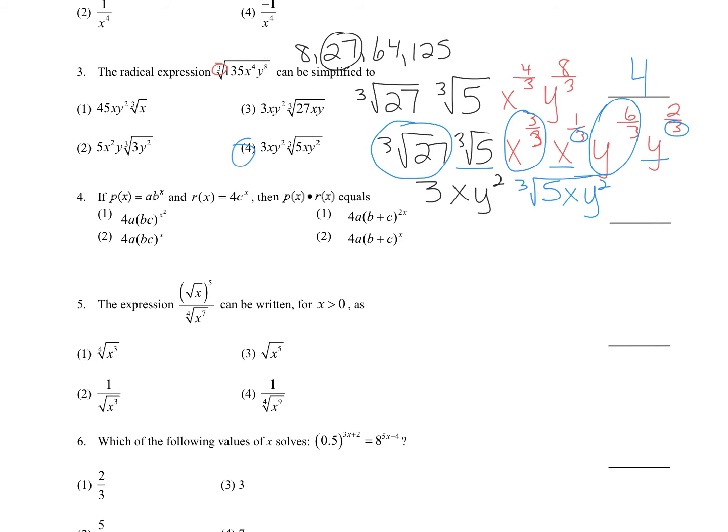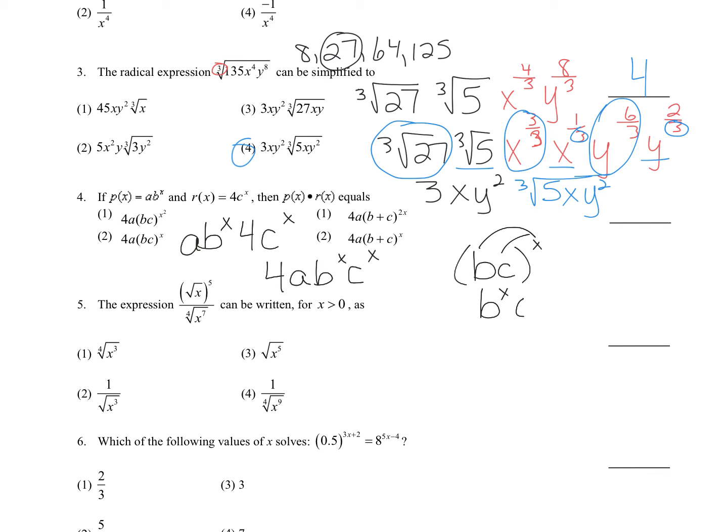So the next one, we have 2 functions, p of x and r of x, and they want me to multiply them. So I have a b to the x times 4c to the x. So just reorganizing this, I'm going to put the 4a in the front, and really I'm asking, what do I have to do with this b to the x, c to the x? So I want to think about my power rule. We know if we had bc to the x, that I could distribute the exponent and make it b to the x, c to the x. So this is just working backwards.